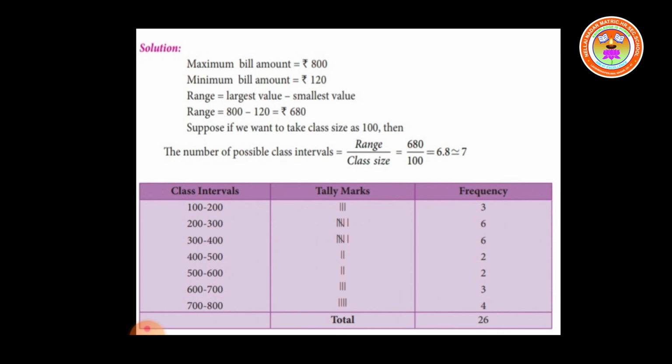Now the values between 100 and 200 occur 3 times. So frequency is 3. The values between 200 and 300 occur 6 times. So frequency is 6. The values between 300 and 400 occur 6 times. The values between 400 and 500 become 2. The values between 500 and 600 occur 2. Then the values between 600 and 700 become 3. And the values between 700 and 800 occur 4 times. So totally we get 26.